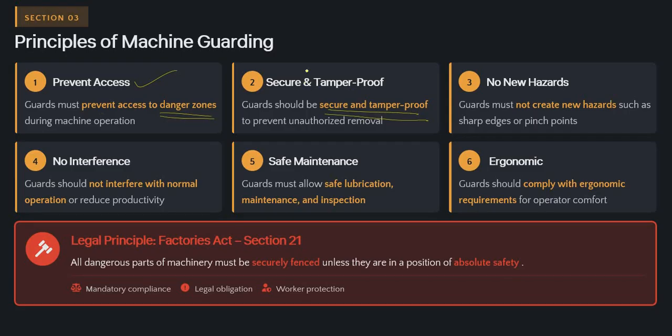So here I will ask one question. There is one machine, and they put one fixed guard. The fixed guard is fixed with four bolts and nuts. So is there still a chance of bypassing this guard?